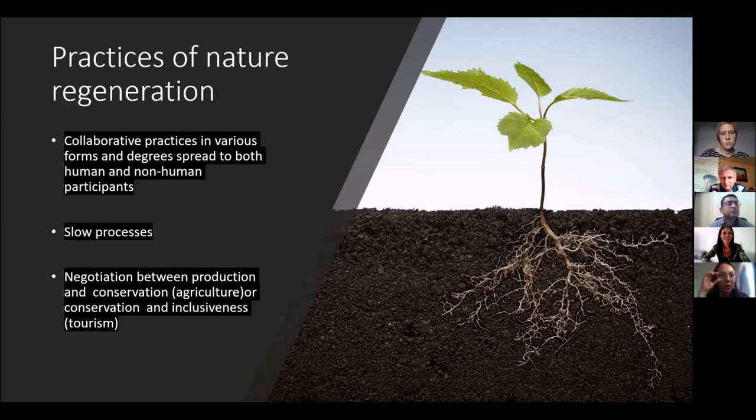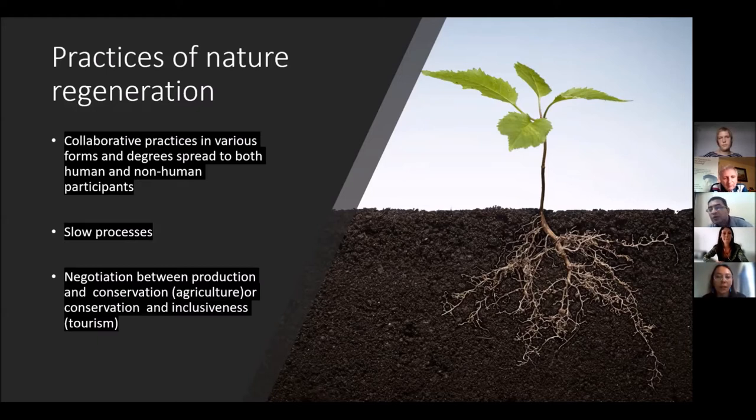Okay, and so the final collaborative practice that we analyzed was a practice of nature regeneration. For example, very diverse farming practices, which integrate food production, but at the same time soil regeneration, done through agroforestry and other farming techniques. We noticed that the collaborative practices, in various forms and degrees, spread in these organizations often to both human and non-human participants, including non-human nature as an active participant, which requires considering allocation of time and resources for slow processes of nature restoration in farming, besides the practices of food production.